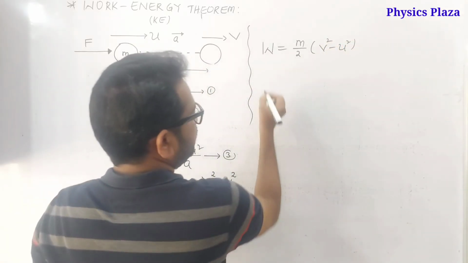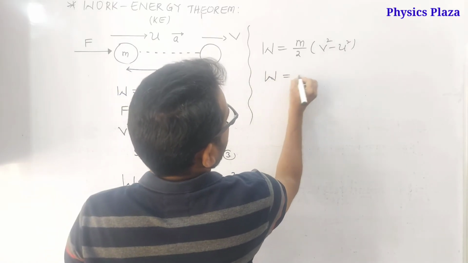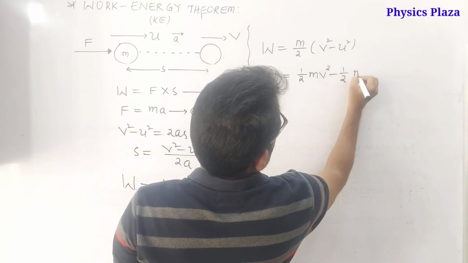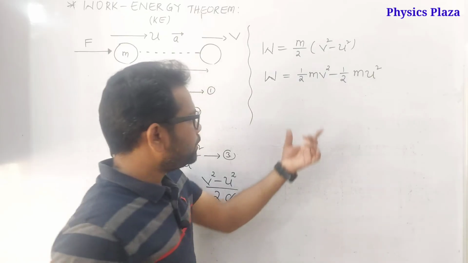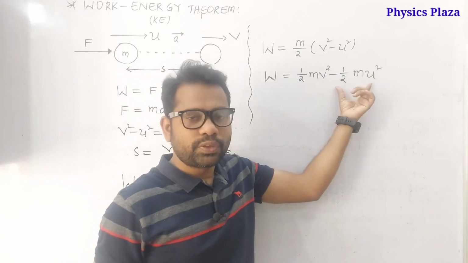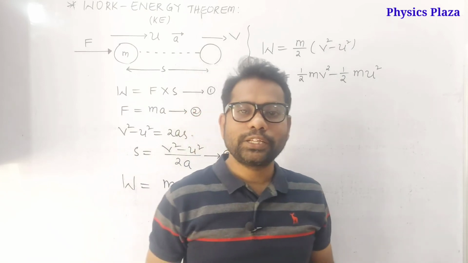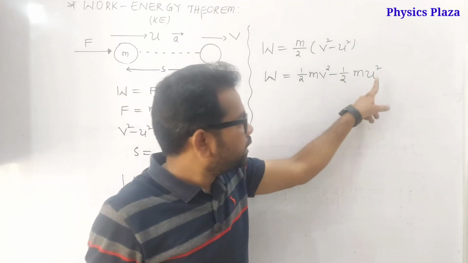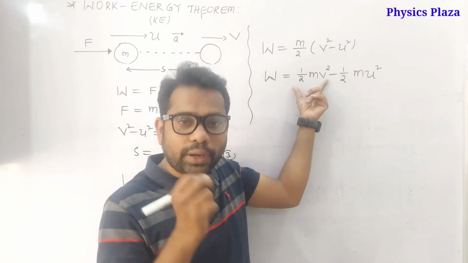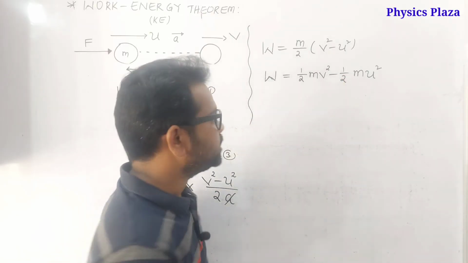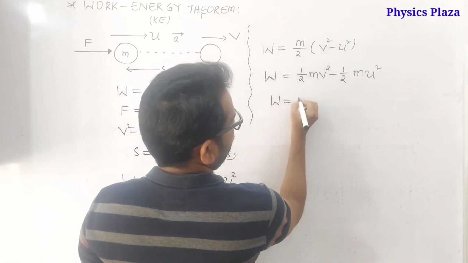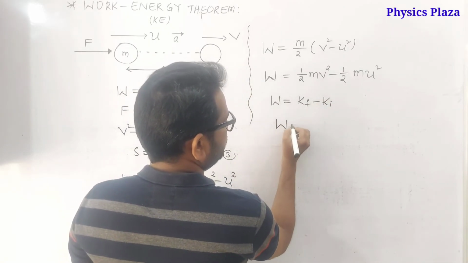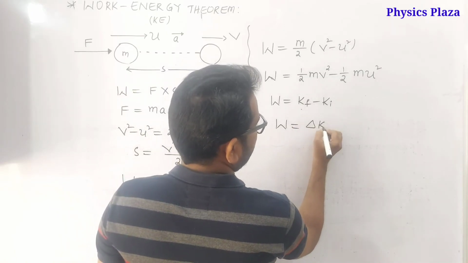Now let us simplify this. We can write it in a simplified form: W is equal to half m v square minus half m u square. Now children, try to understand these terms individually. Let us recall kinetic energy. What is kinetic energy? Half into mass into square of the velocity. Here v is the final velocity and u is the initial velocity. So this term represents the final kinetic energy, and this term represents the initial kinetic energy. Then it can be written as W is equal to final kinetic energy minus initial kinetic energy. So in this case, W is equal to the change in kinetic energy.